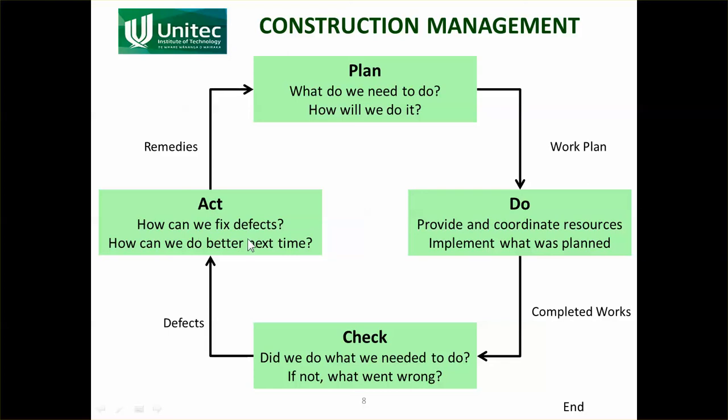And then the last one there is act. If something goes wrong, or at the end of the project, or at the end of part of the project, you look back and you say, how can we do this better? Because you're always trying to improve. How can we do better next time? And so the next time you plan it, you actually plan better. You use the experience from the previous project or the previous activity, and your plan is just that little bit better. So that's what you're looking at for construction management.